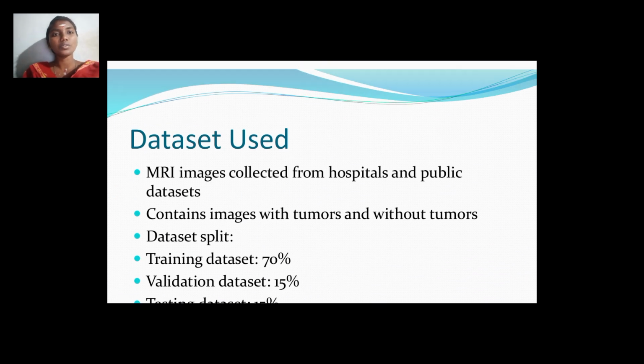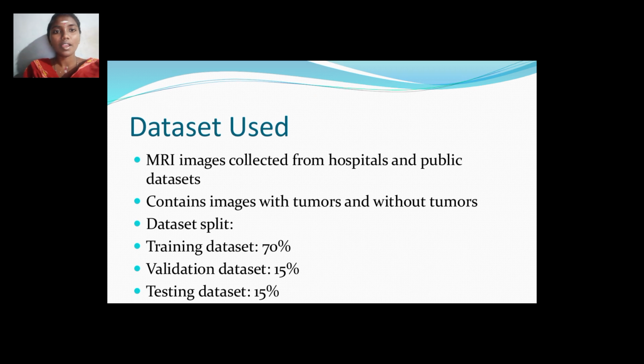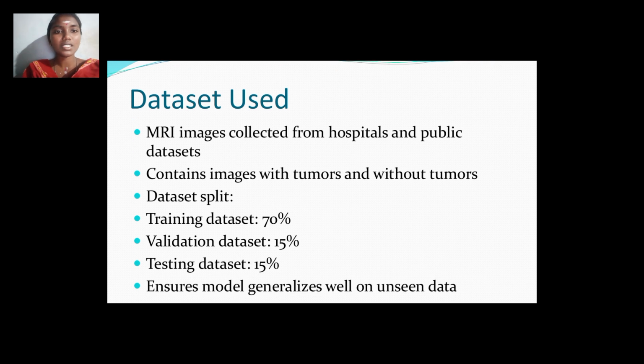Next, the dataset used. The dataset is MRI images, collected from multiple hospitals and public datasets. It contains images, some with tumors and some without tumors. The dataset is split into three types.